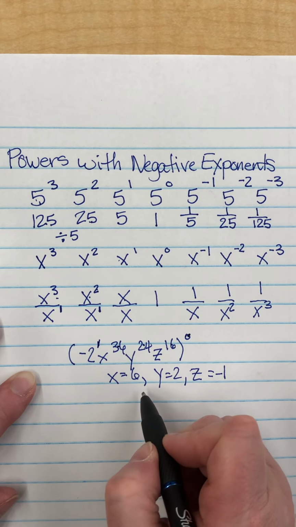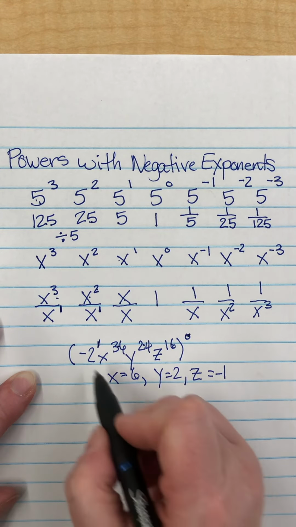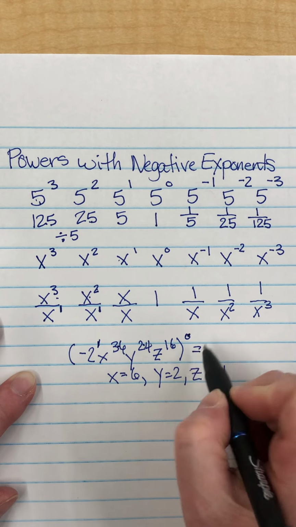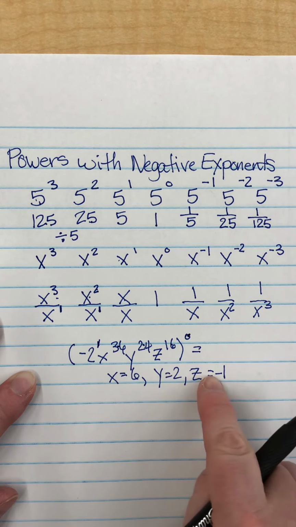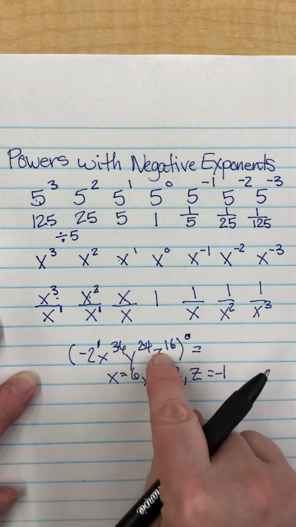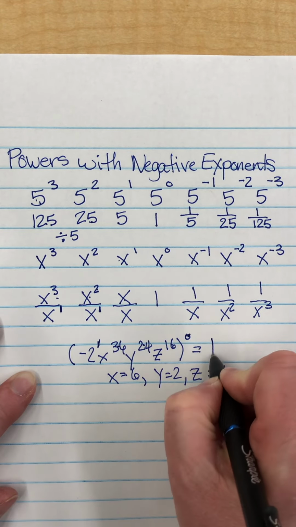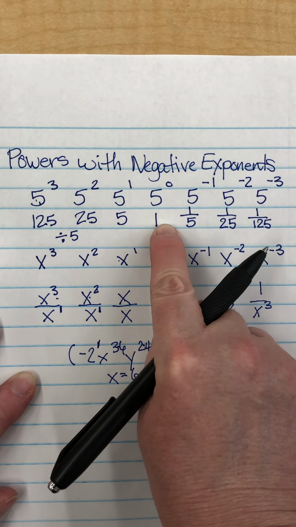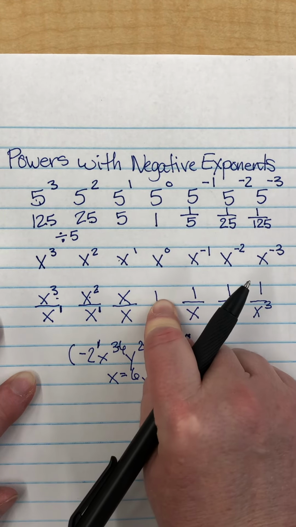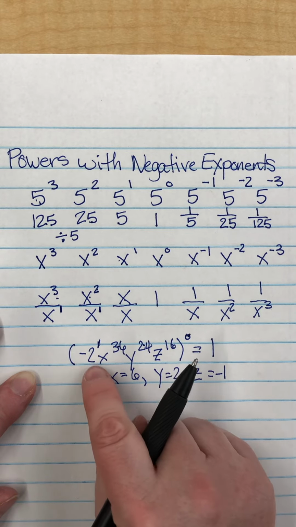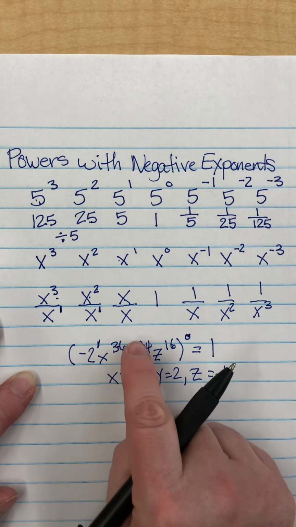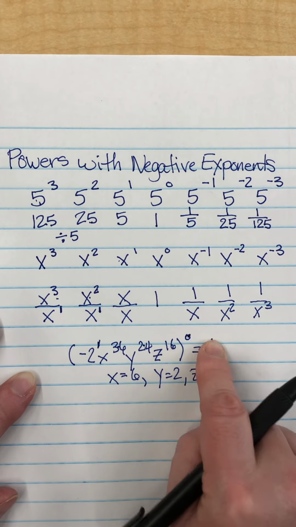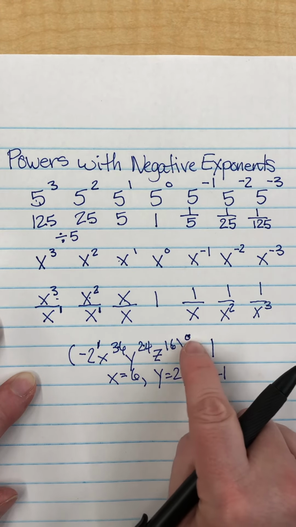Everything would be to the 0 power, and it's basically taking this whole thing and dividing it by itself. The answer to this, it doesn't matter, and you don't want to take the time evaluating it if this completely goes away and the answer is 1. Because it's like this: 5 divided by 5 is 1. x divided by x is 1. -2, x to the 36, y to the 24, z to the 16th, divided by itself is 1. So anything to the 0 power is 1.